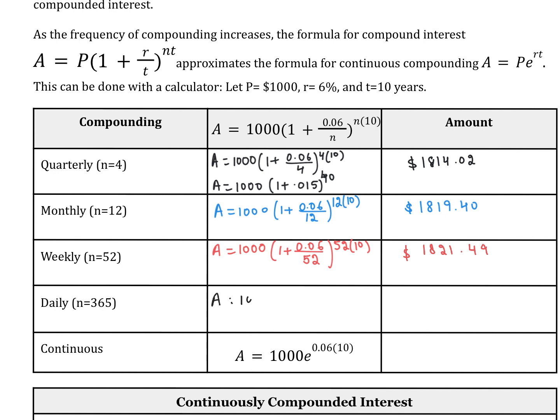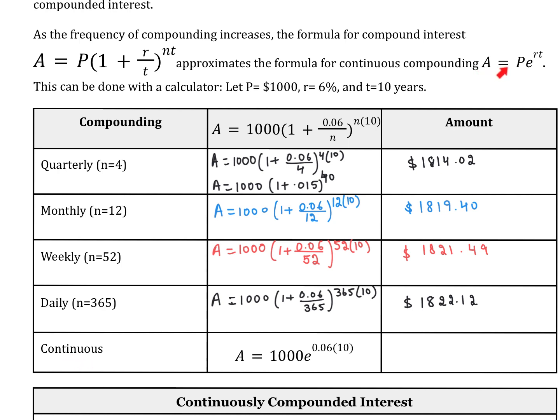A equals 1000, n is 365. So 0.06 divided by 365, and on the top 365 times 10. Your answer is going to be 1822.12.